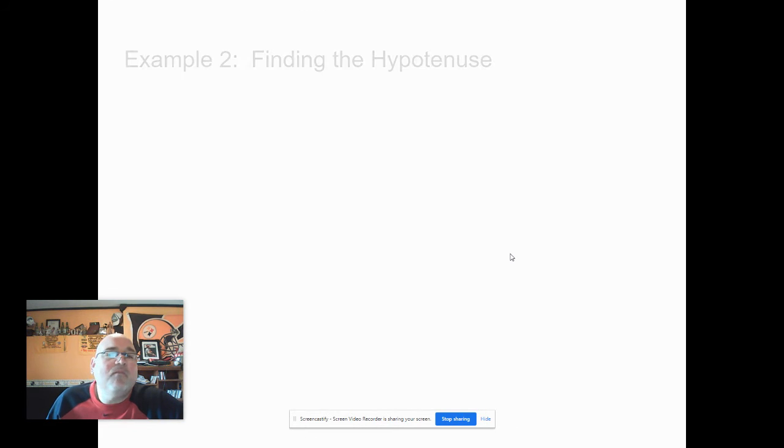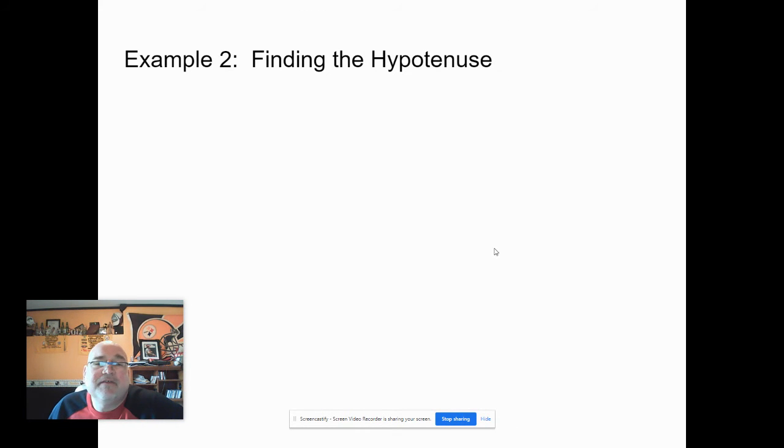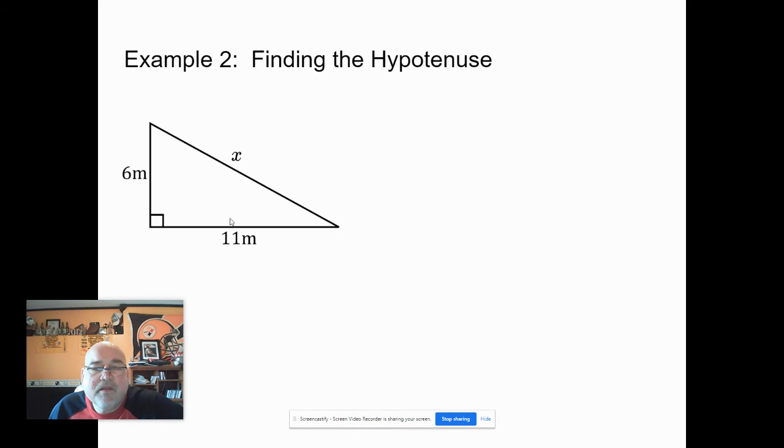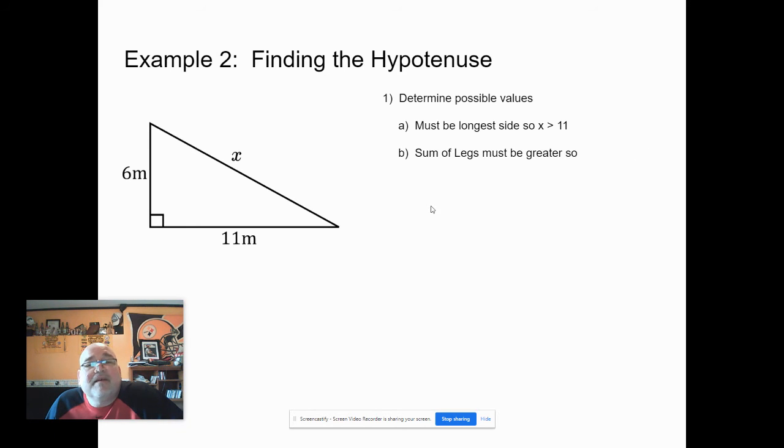The second type of problem we'll solve, we'll be looking for the hypotenuse this time. Legs are 6 and 11. So again, the first thing we're going to do is make sure what our possible values are going to be. Hypotenuse is the longest side, so we know that x has to be something more than 11. But the sum of the legs must be greater. Therefore, 6 plus 11 must be greater than x, so x must be less than 17. So our answer for the hypotenuse has to be somewhere between 11 and 17.